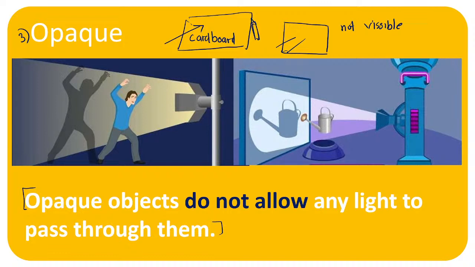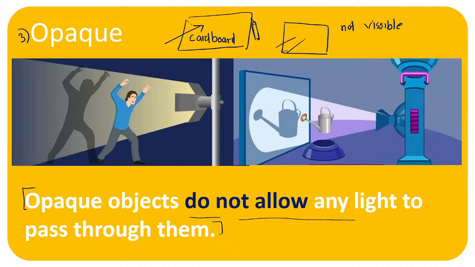Why will it not be visible? Because it is opaque. What does an opaque object do? They do not allow light to pass through them at all. They block the light. And therefore, you cannot see anything through this opaque object. Things are not visible. Now, your own body is also an opaque body.